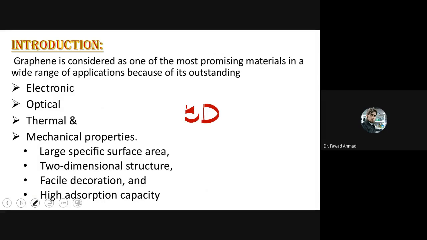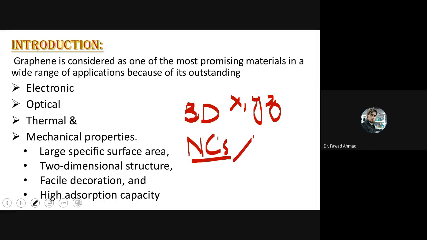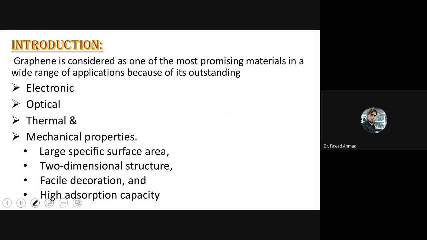A 3D nanomaterial is the kind of material whose x-axis, y-axis, and z-axis all lie in the nano range, and we call them nanocrystals. For the sake of simplicity, I will write NCs for nanocrystals. I discussed that nanocrystals have different geometric shapes: cubes, octahedral structures, decahedral structures, and icosahedral structures.